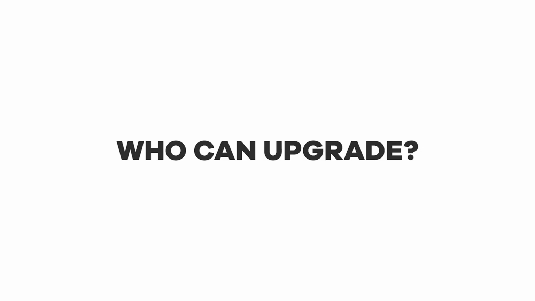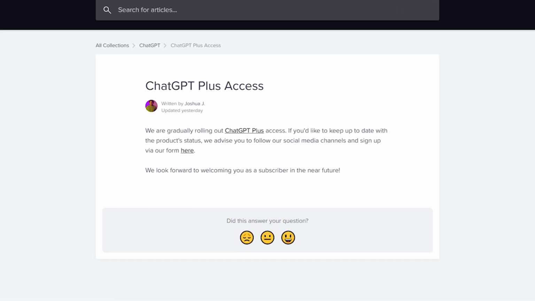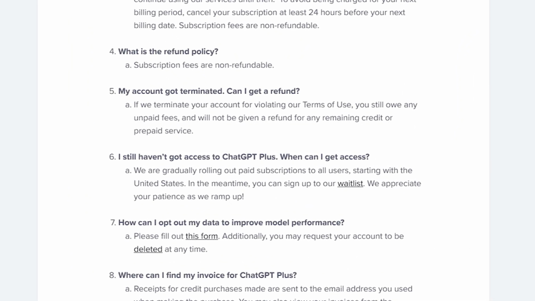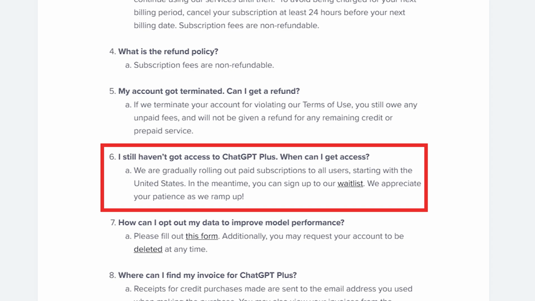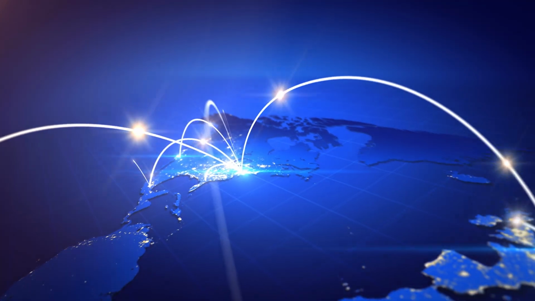Now let's talk a little bit about availability here. Who can get access to OpenAI's ChatGPT Plus? Well, according to OpenAI, ChatGPT Plus is going to be rolled out to everyone, starting with the United States first. So unfortunately, out of the gate, this is not going to be something that the entire world can use the way they can now. Starting out, the United States is going to be the first place to get access. Once that's done, they're going to slowly roll it out to other countries.